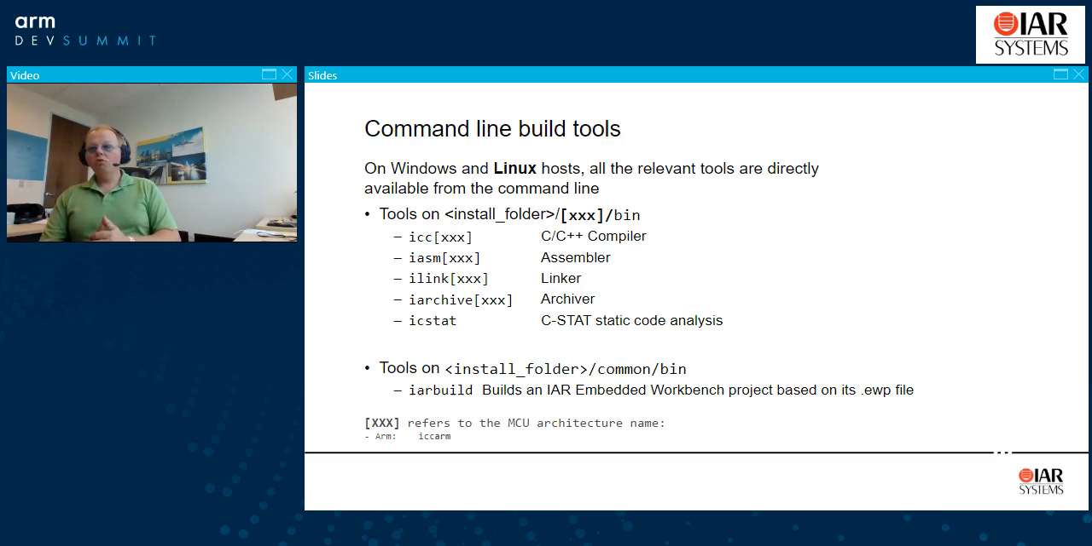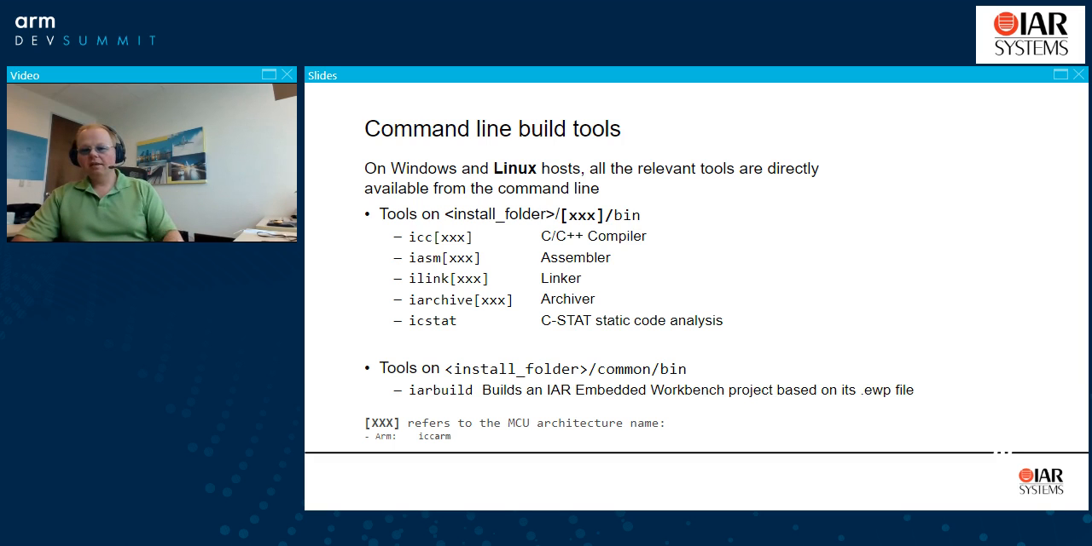So the way you invoke our command line tools, well, actually there's a number of different tools. If you look inside of the installation folder under ARM bin, you have tools like ICC ARM, which is the IAR C compiler for ARM. You have IASM ARM, which is the IAR assembler for ARM. iLink ARM, iArchive ARM, which can help you to build libraries. There's the icstat tool, which is the code analysis tool that I mentioned previously. So C-STAT, and I'll talk about this in just a second, is our static analysis tool that can help you up your code quality game.